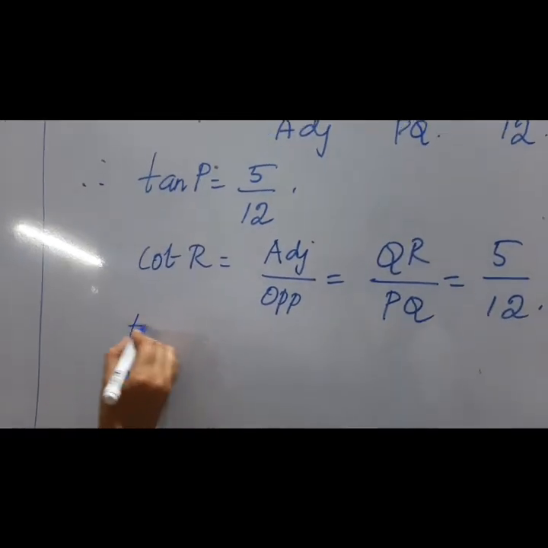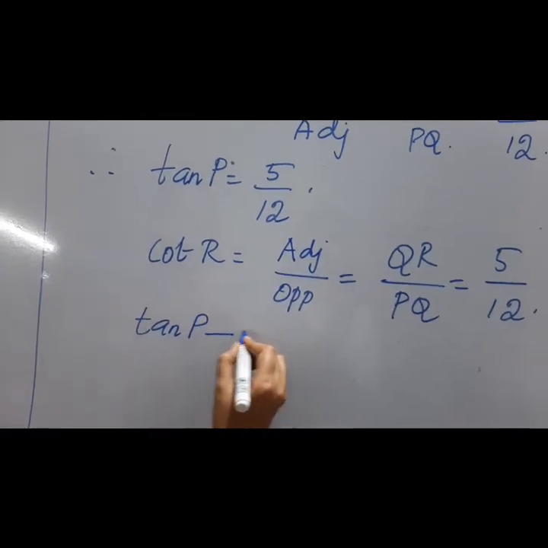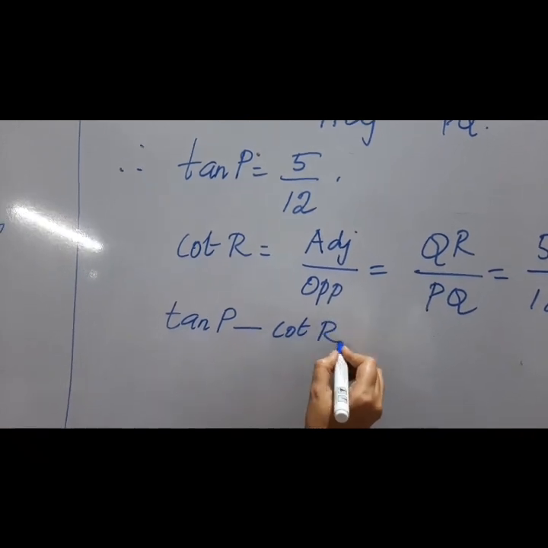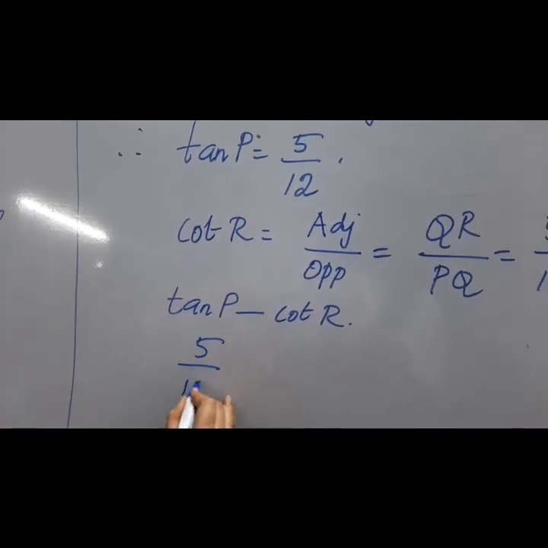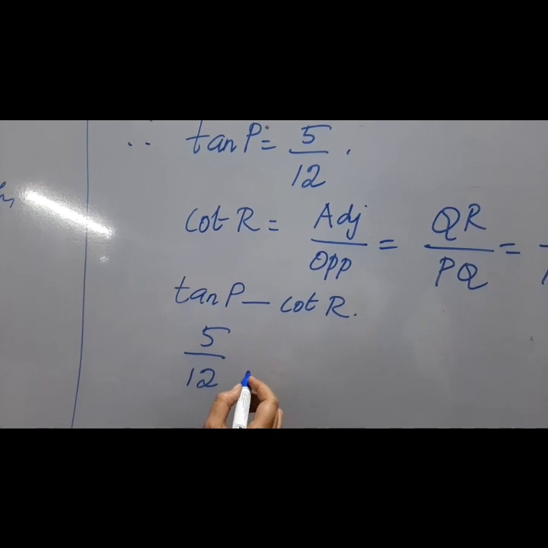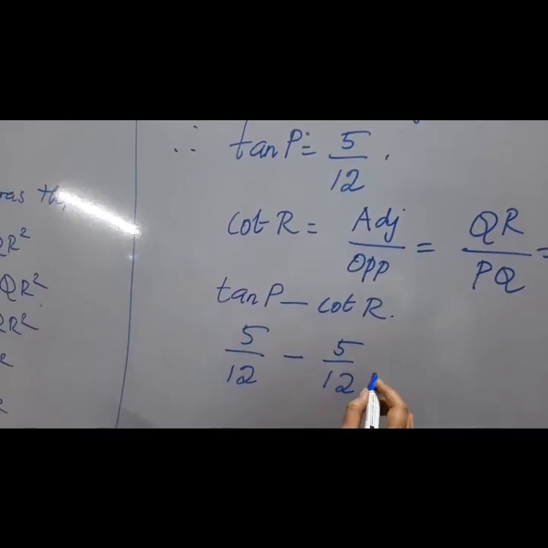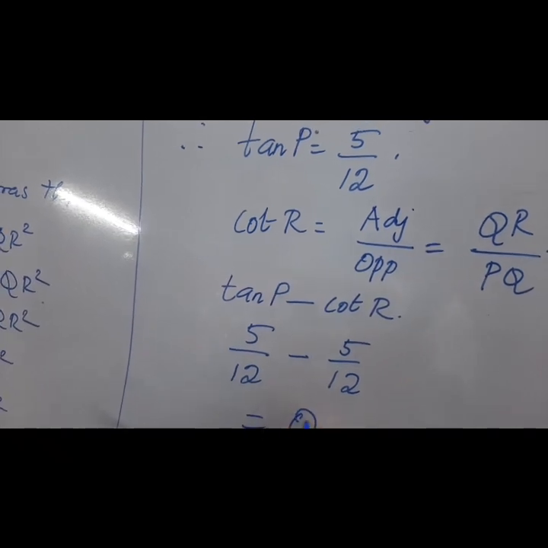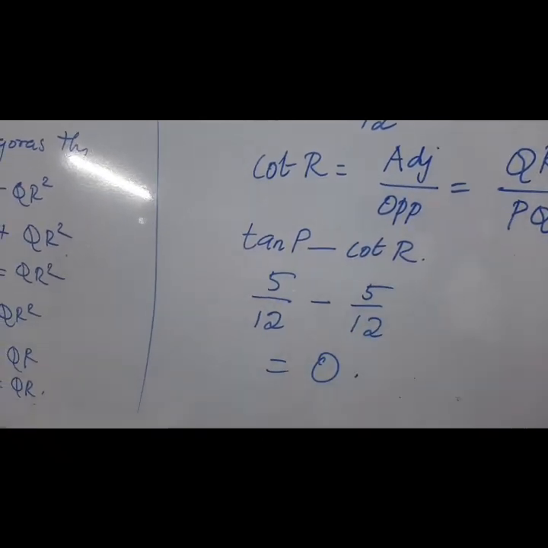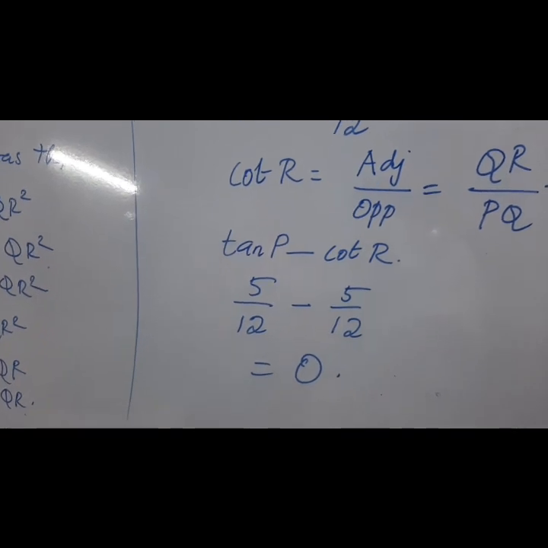In this question they asked us to find out the difference of tan P and cot R. Tan P we got as 5 by 12, and cot R is also 5 by 12. If we subtract this, we will get the value as 0. Tan P minus cot R is 0.